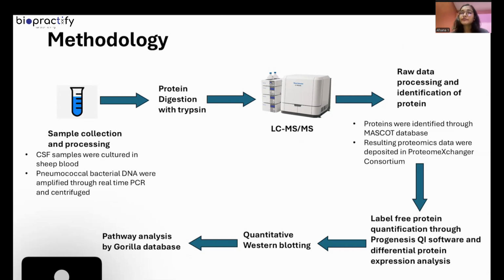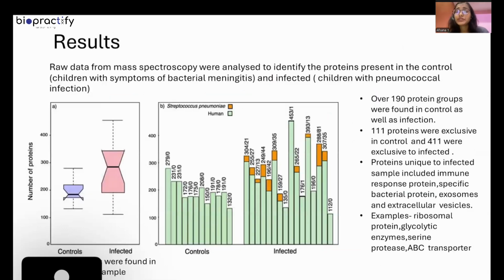Let's discuss the results. The raw data collected from the mass spectrometry was analyzed through the Mascot database. When the result came, it could be seen in figure 1 that the control showed a very low number of proteins in the cerebrospinal fluid as compared to the infected samples. The proteins were very high in the cerebrospinal fluid of the infected samples.